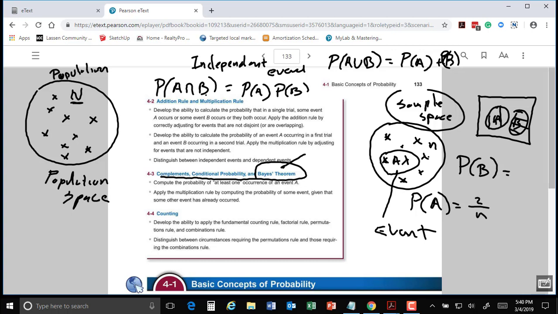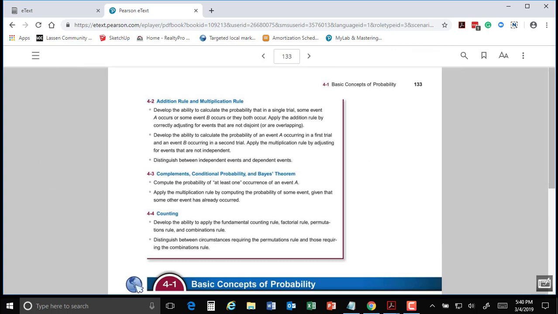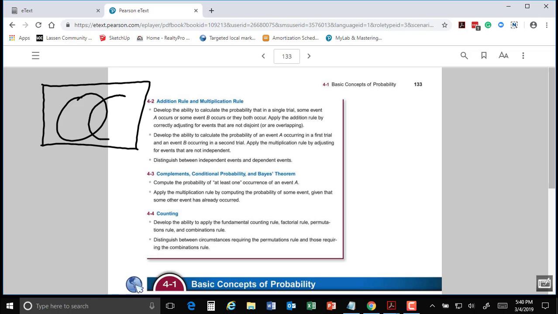Okay, now, watch this. Supposing I now want to find, this is your sample space. And I'm going to have event A like this and event B here such that they overlap. Right? And this has a sample size of little n.